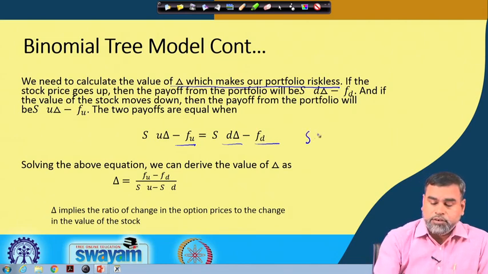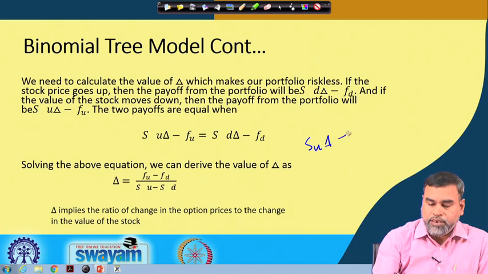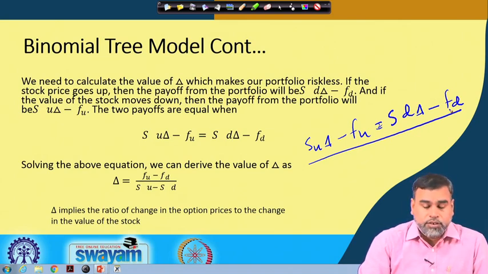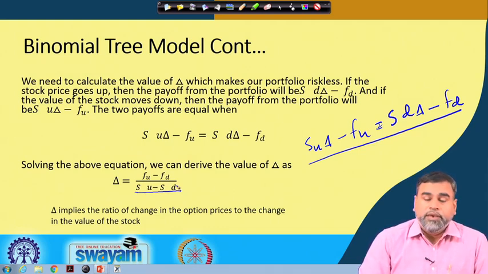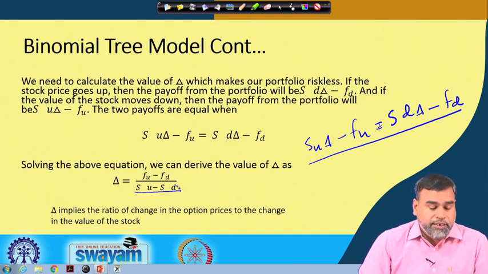That means your S U delta minus F of U is equal to S d delta minus F of D. In both the conditions that should be equal. If that is equal, then you can find out that your delta is equal to F of U minus F of D divided by S U minus S D. That means we want to make this particular portfolio riskless, and we want to generate a certain kind of return out of this, which is basically your risk free rate of return. Here you see, if the stock price goes up or down, depending upon that the delta value will be changed.